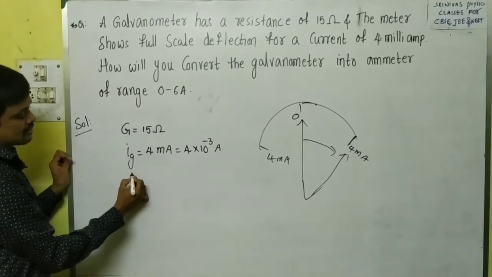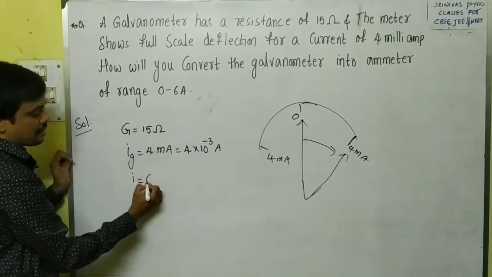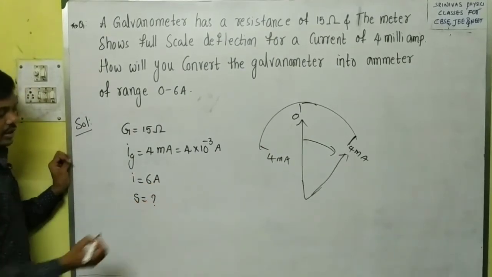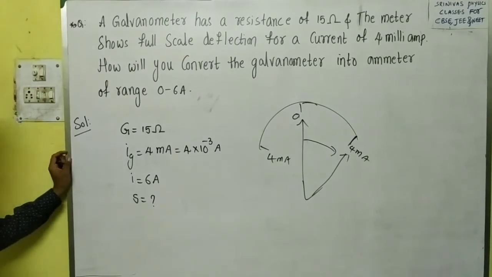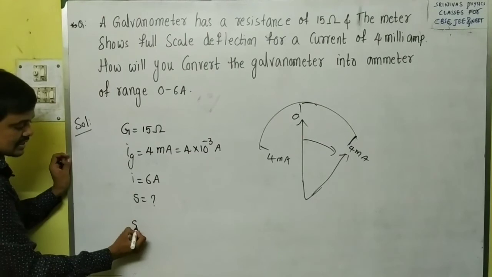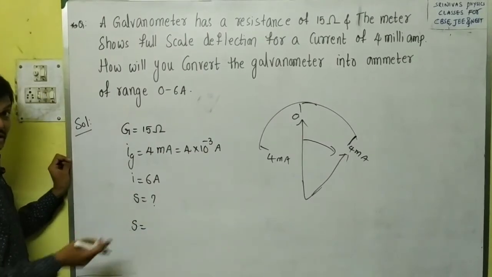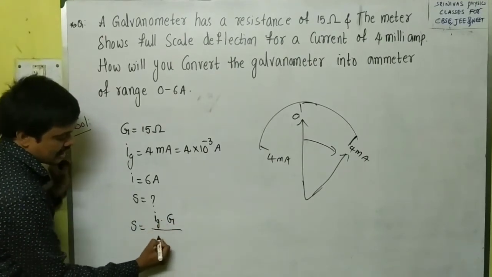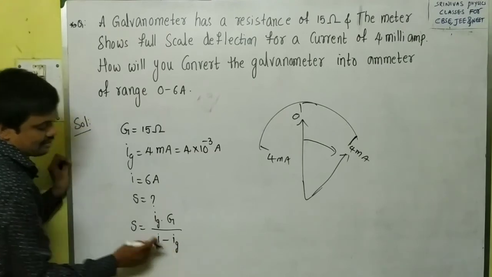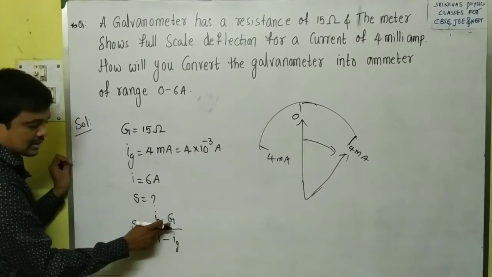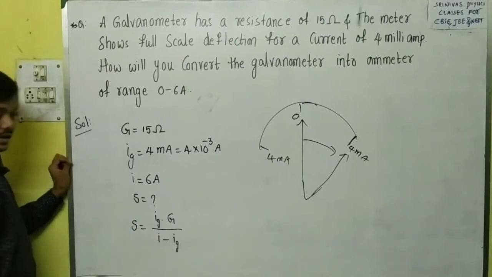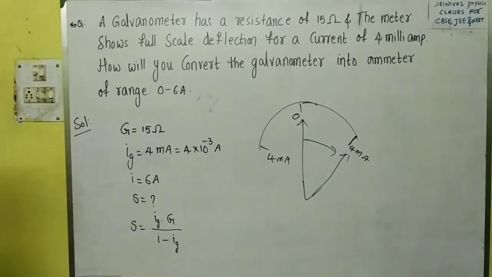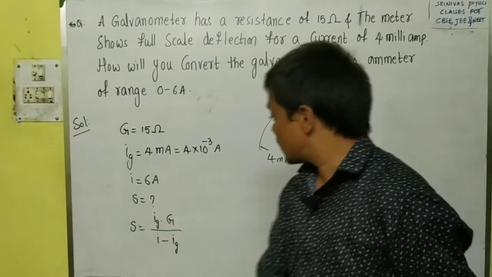The maximum current, the new reading, should be 6 amperes after converting into an ammeter. How much shunt resistance do we have to connect? The shunt resistance formula we have is G by n minus 1, or otherwise from equation 1 we write it like this: S equals IgG by I minus Ig. Ig is the current through the galvanometer, G the resistance of the galvanometer, I the new reading, Ig the old reading. Now let us substitute all the values in this, then we will get the answer simply. You try it, and I will also continue.